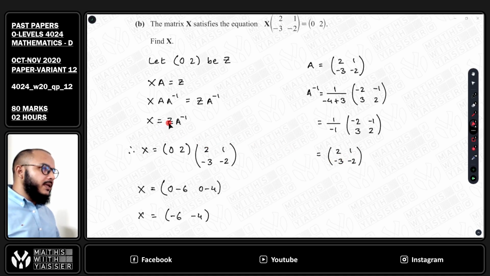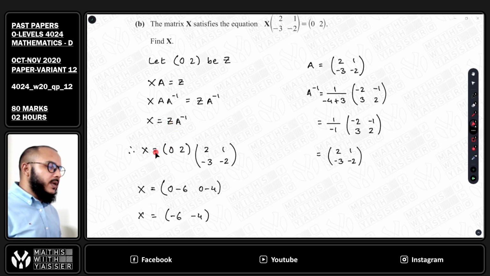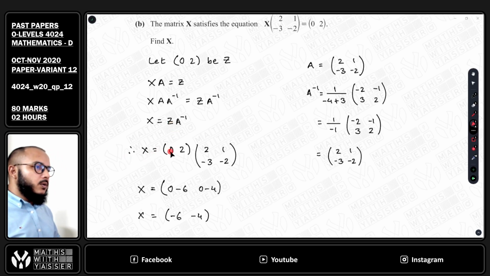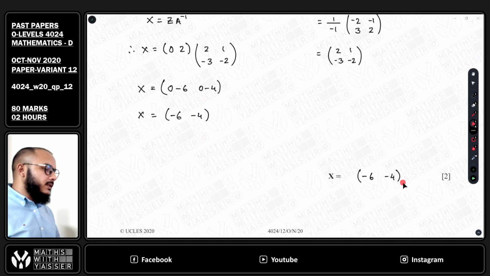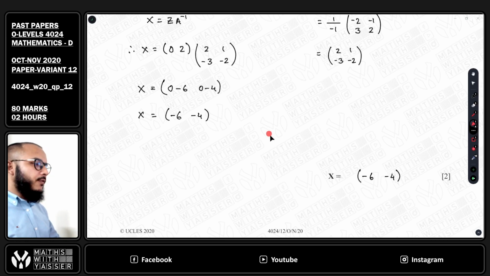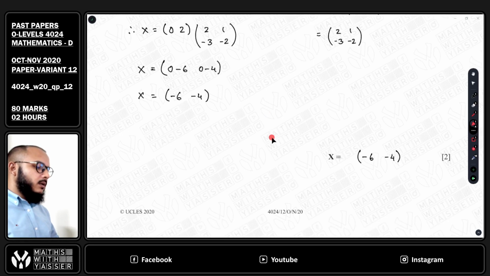Now I can multiply it with Z to get the value of X. So 0 times 2 is 0, plus 2 times negative 3 is negative 6. 0 times 1 is 0, plus 2 times negative 4 is negative 4. So it will be 0 minus 6, which is minus 6, and 0 minus 4, which is minus 4. So that will be the answer for X. And that will be all for now. I will see you in the next video.